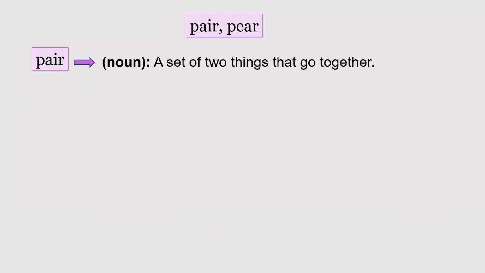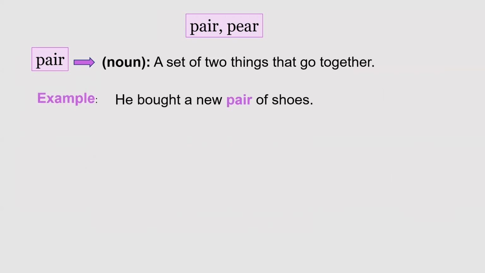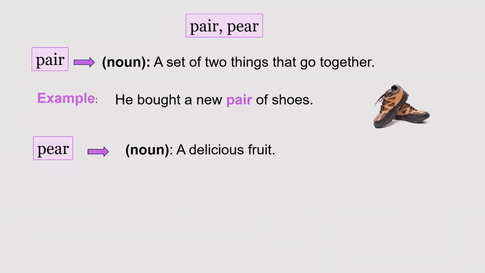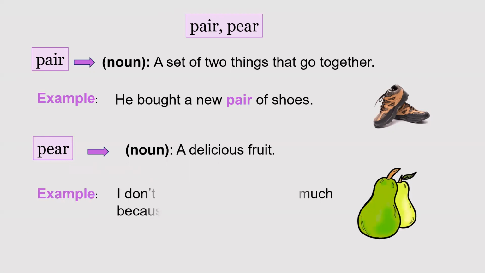Pair and pear. Pair with AI is a set of two things that go together. Example, he bought a new pair of shoes. Pear with EA is a delicious fruit. Example, I don't like winter pears very much because they're hard.